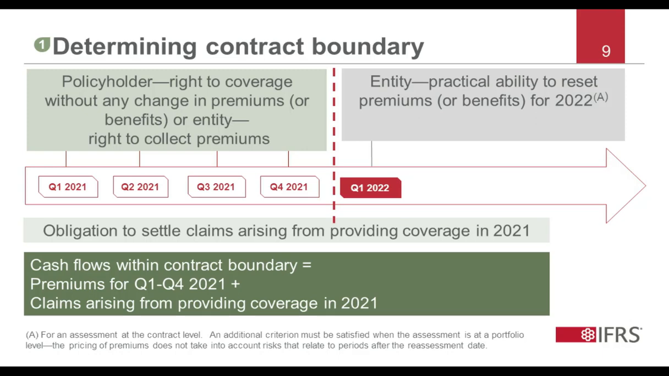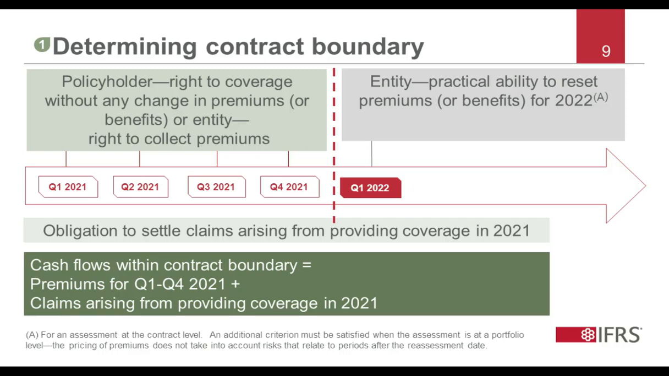The contract boundary requirements in IFRS 17 identify which cash flows should be used when measuring insurance contracts. The boundary of the insurance contract distinguishes whether expected premiums and the resulting benefits and claims arise from existing or future insurance contracts. The contract boundary ends for an existing insurance contract when the entity has the practical ability to reassess risk and reset the price or level of benefits for individual contracts.